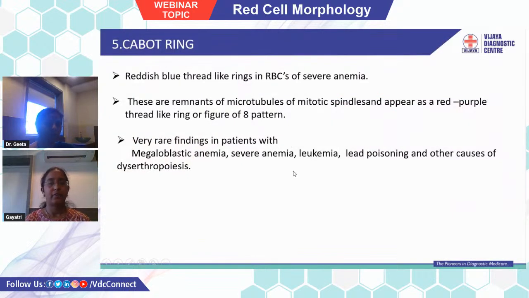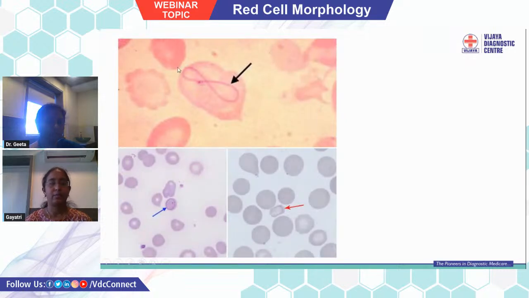The next is the Cabot ring. These inclusions appear as reddish-blue thread-like structures in a ring form or a figure-of-8 pattern. They usually represent remnants of microtubules of the mitotic spindle. However, they are very rare findings but can be seen in megaloblastic anemia, severe anemia, leukemia, lead poisoning, and other causes of dyserythropoiesis. This is how a Cabot ring looks in an RBC on a peripheral smear.